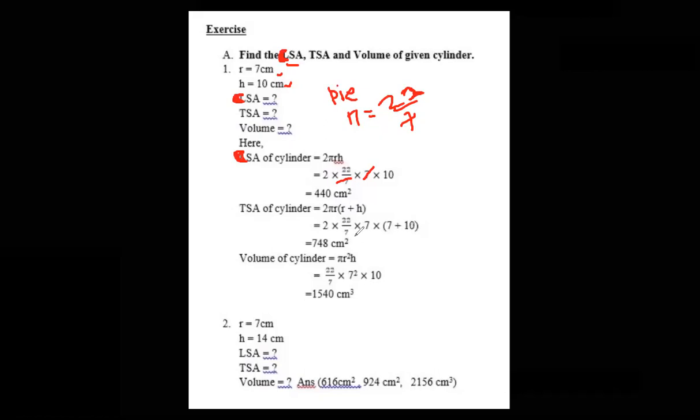Do not use your calculator directly. Just do it step by step. Cancel this, so 7 correct, 7 answer. Cancel this 7, 7. One line I have skipped. Okay, so please do it yourself.